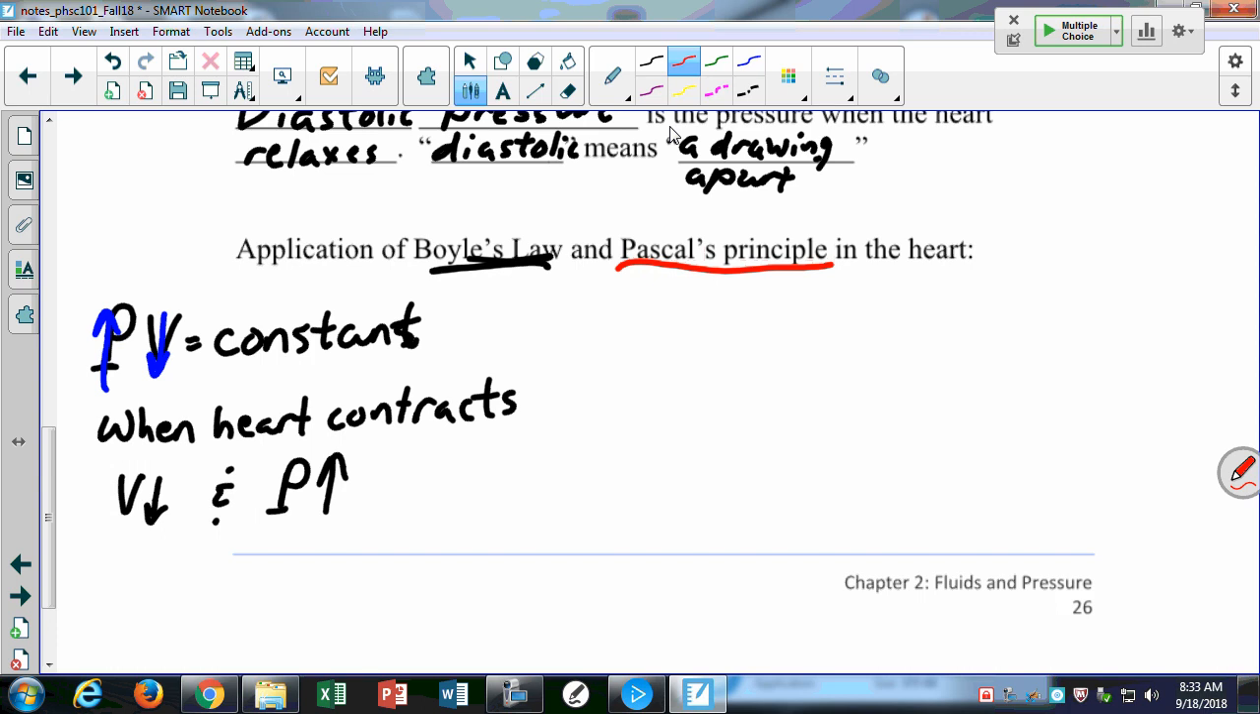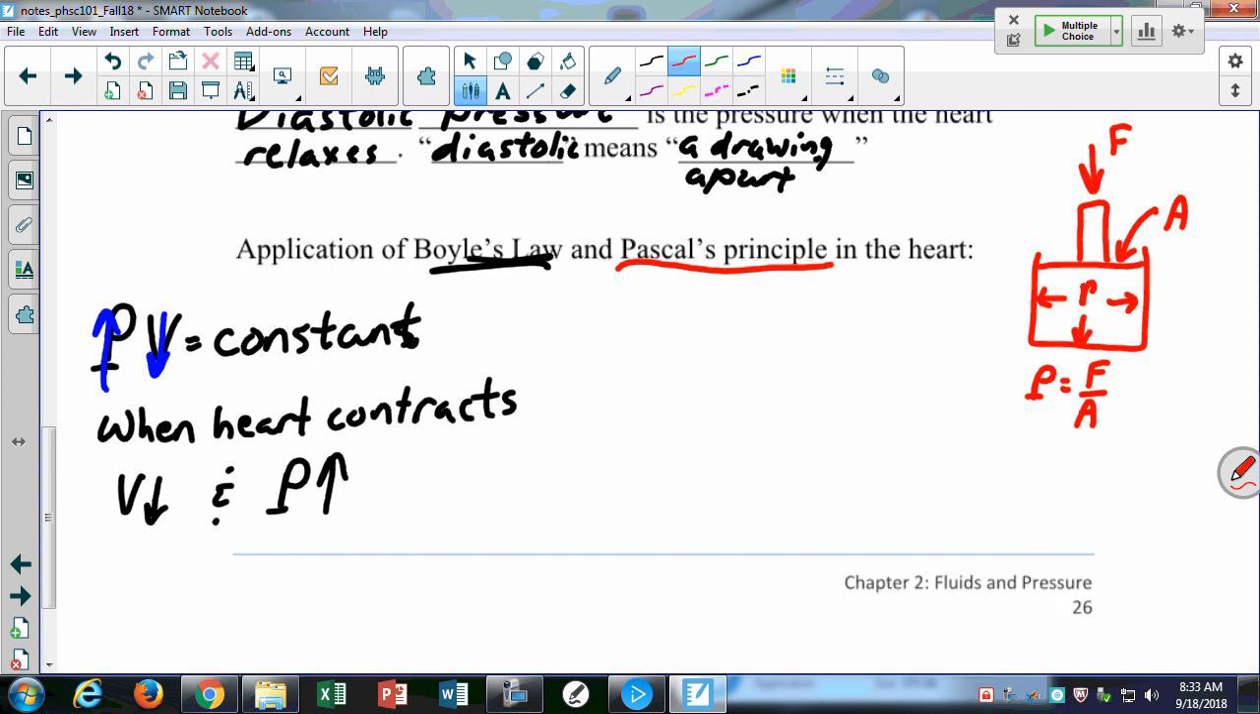All right, and Pascal's principle in the heart. If you remember Pascal's principle, we illustrated this with a piston: if we apply a force over a certain area, the pressure is equal to force over area, and that pressure which we're applying will be felt all the way throughout, at every point. So we feel a pressure that's felt everywhere. That's the principle behind hydraulic systems. If I apply a pressure over here, I'll get the same pressure over here, and then I can finagle the areas and get more or less force. Okay?